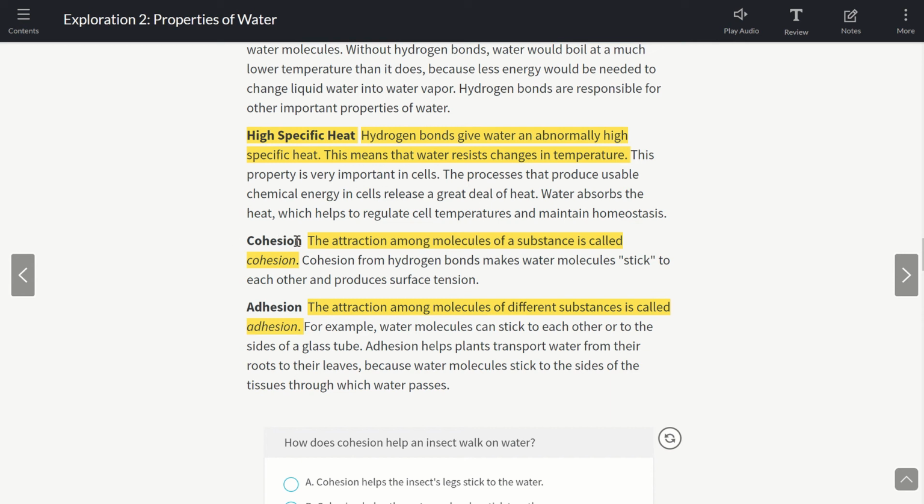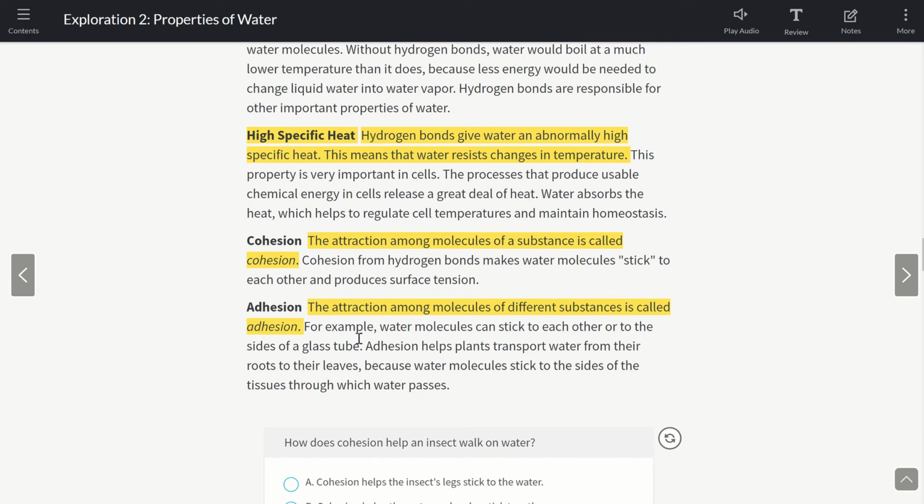Another property of these hydrogen bonds that allows water to do something different is called cohesion. Cohesion is when you have molecules of the same substance that are sticking together. So this would be the fact that water molecules tend to stick together due to their hydrogen bonds. This gives us, for example, what we call surface tension.